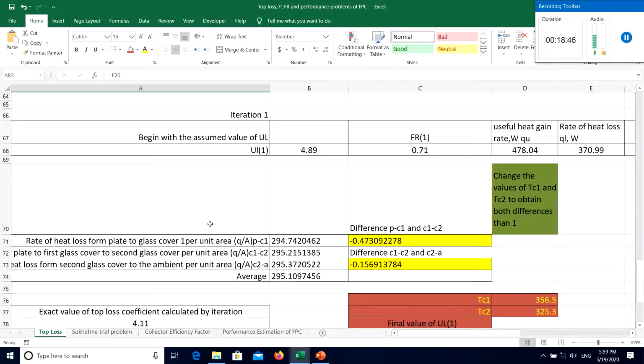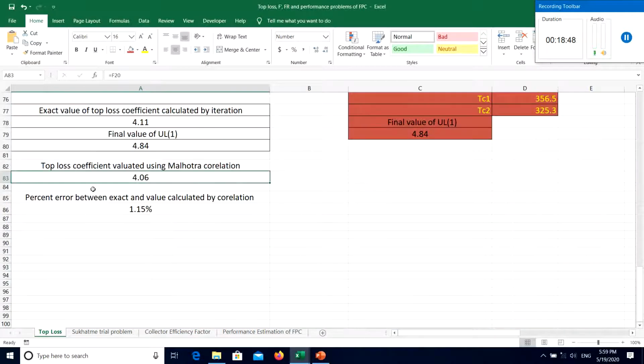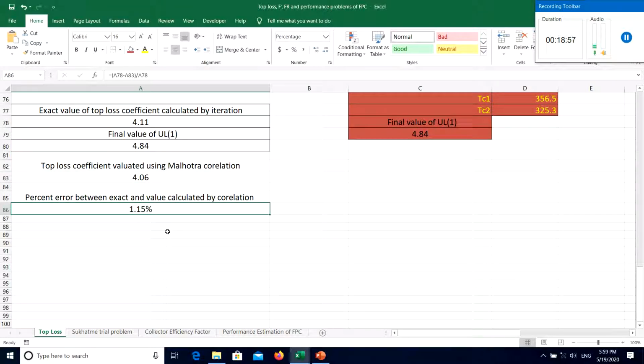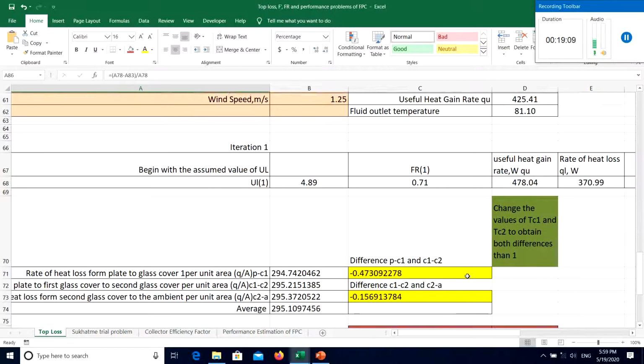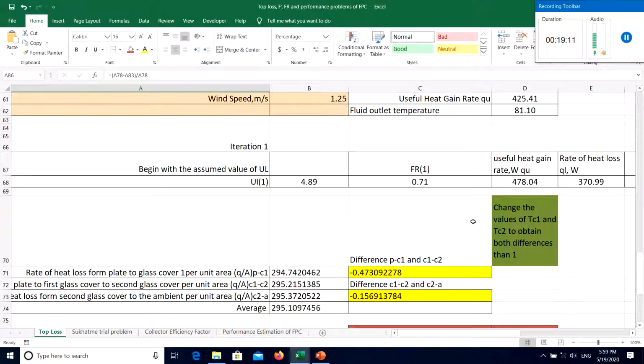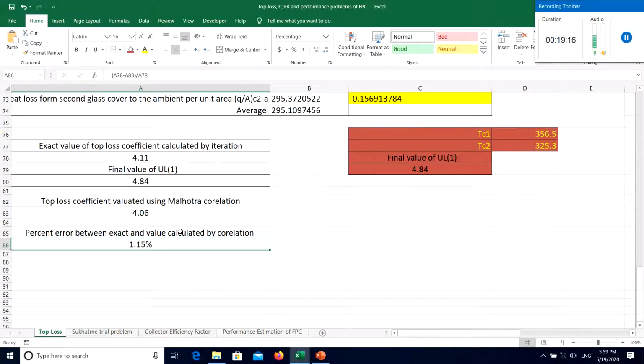So if we compare the exact value with this, the percentage error between the exact value and the calculated value comes out to be 1.15. So it is convenient and fast to calculate the top loss coefficient by the correlation. You can see the complexity of the iteration here. So rather than always going for exact calculation, it is reasonably accurate to go for a correlation.